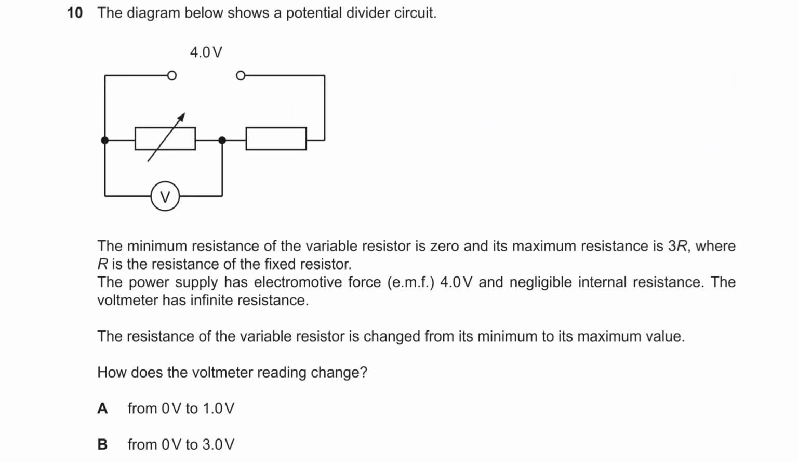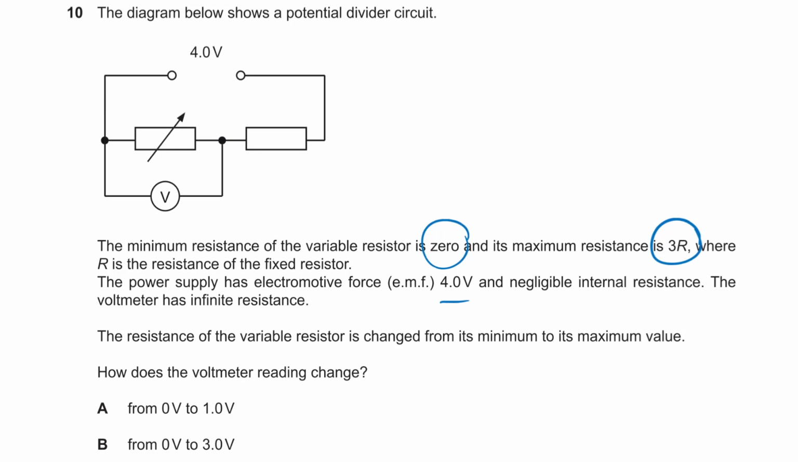10, okay, we have this potential divider circuit. So the variable resistor goes from 0 to 3R, but R is the fixed resistor. We have the total voltage, that's the EMF. So we're going from the minimum to maximum value. So basically, what's happening to the voltage across the variable resistor.